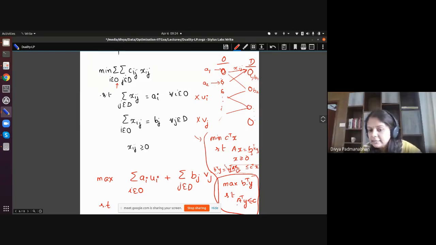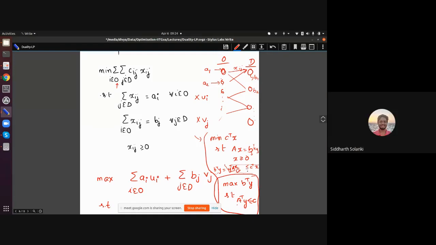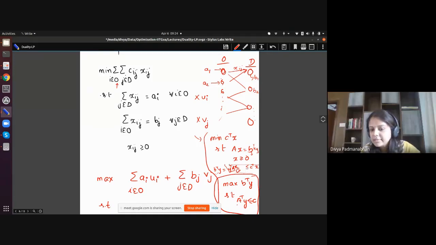So this constraint, A transpose y less than or equal to c, is going to ensure that y transpose Ax is less than or equal to c transpose x. Do you agree with that? Yes, ma'am. Right, and because b transpose y is in turn equal to y transpose Ax, this is true.